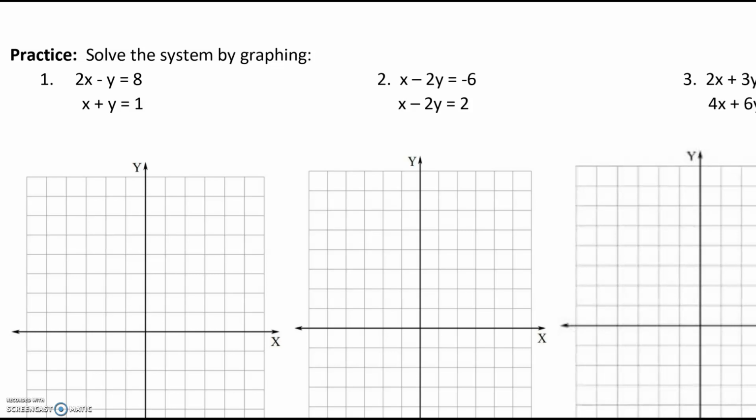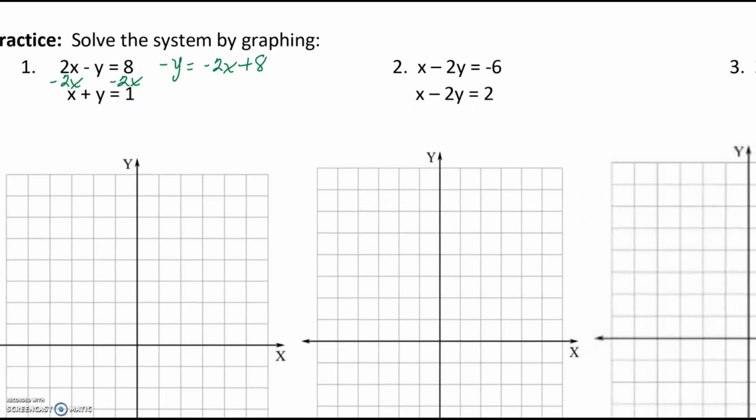The first one, the system of equations is 2x minus y equals 8 and x plus y equals 1. So I'm going to take my 2x minus y equals 8 and put it in slope-intercept form. To do that, I'm going to subtract 2x, and I'm going to show it right below this one just to save a little bit of room. And I get negative y equals negative 2x plus 8. But I need positive y, so I'm going to either multiply or divide by a negative, and when I do, it switches the sign. So I get y equals 2x minus 8.